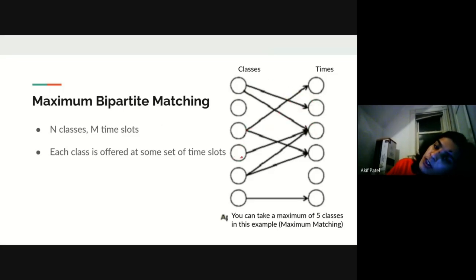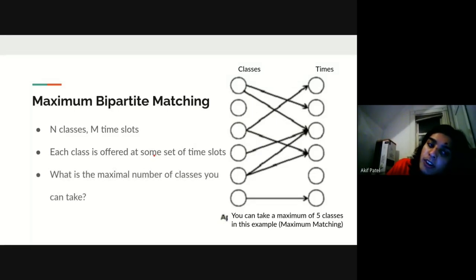Okay. So this first class is offered at time slot two and time slot three. This class is only offered at this time slot. This class is offered at this time slot and this time slot, and so on. And the question is, what is the maximum number of classes you can take, without obviously taking two classes at the same time slot, or taking the same class twice?